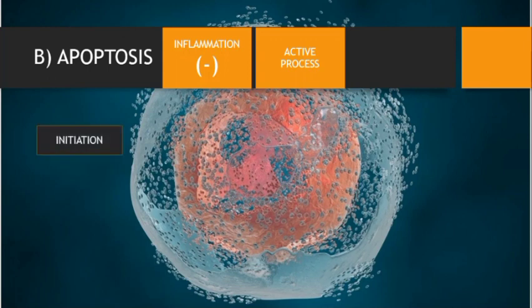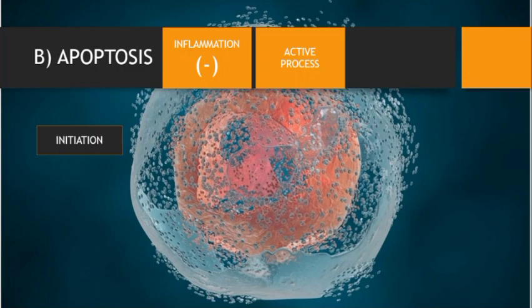Now, apoptosis is done in two steps. It is first initiated, then it is executed. Apoptosis, we all know, is programmed cell death, but the main point is it is caspase dependent programmed cell death. Now, what do you mean by caspases? Caspases are enzymes that break the cell and cause cell death.